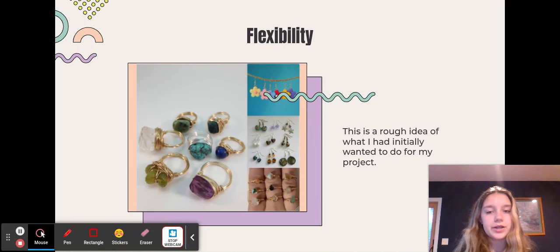Another example was when I changed my project. In the beginning of the year, I learned how to make jewelry, but this wasn't one of my interests, and that kind of ruined the whole point of the academy. In this class, we invest our time into something we're passionate about. Although I was really annoyed with changing my project, I realized that it was better in the long run.